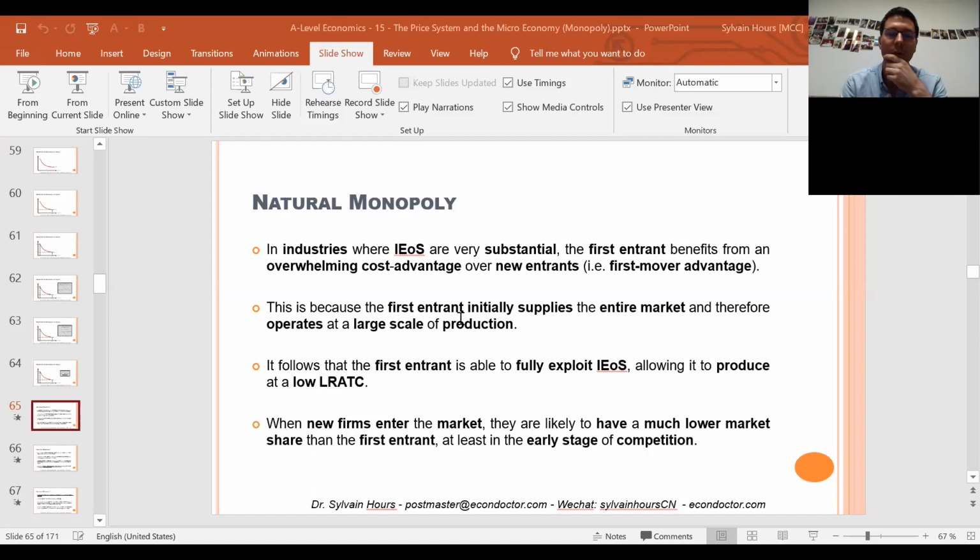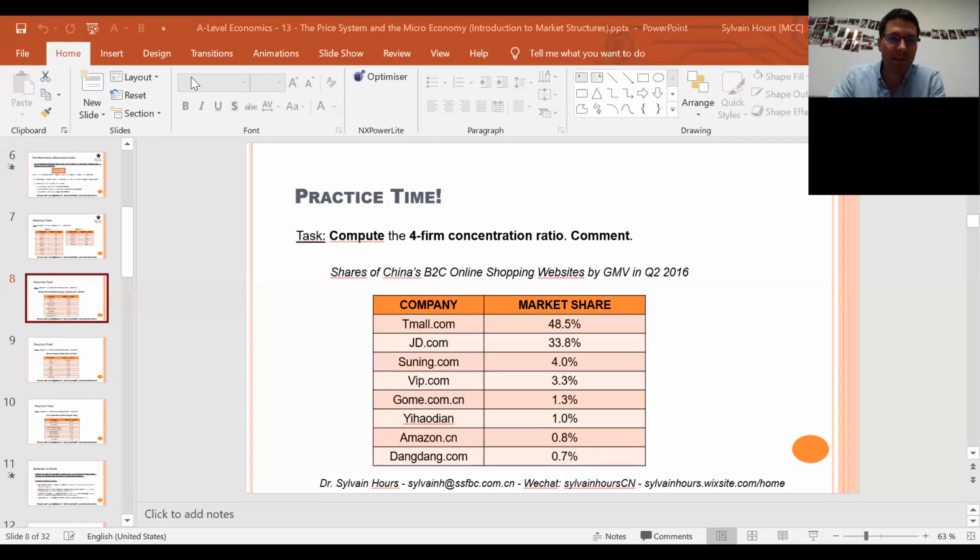Yeah. All right, you see? This is the market you just want to make sure that you see the right PPT. All right. Look at this example.